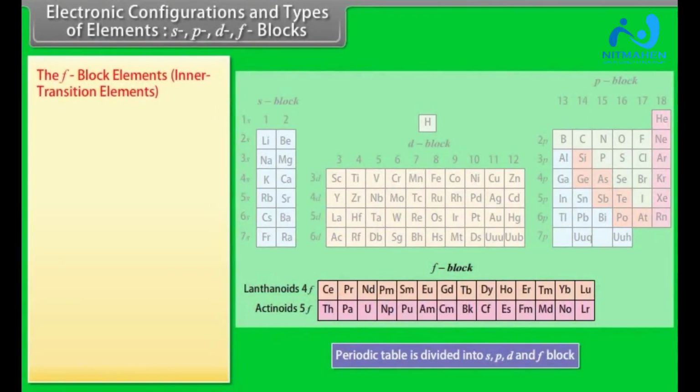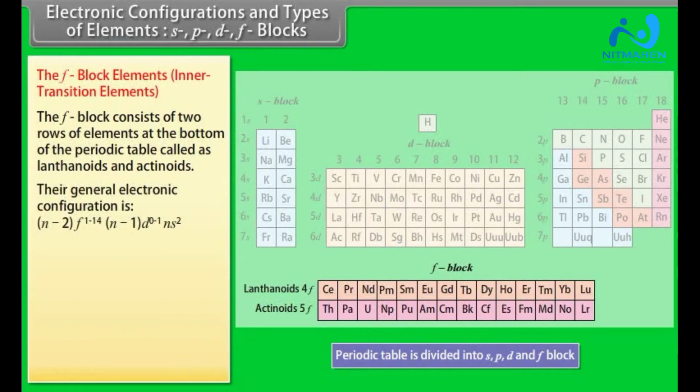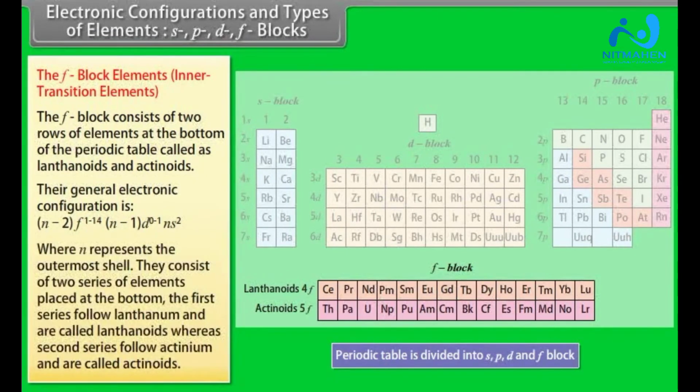The F block elements. Inner transition elements. The F block consists of 2 rows of elements at the bottom of the periodic table called as lanthanoids and actinoids. Their general electronic configuration is where N represents the outermost shell. They consist of 2 series of elements placed at the bottom. The first series follow lanthanum and are called lanthanoids, whereas second series follow actinium and are called actinoids.